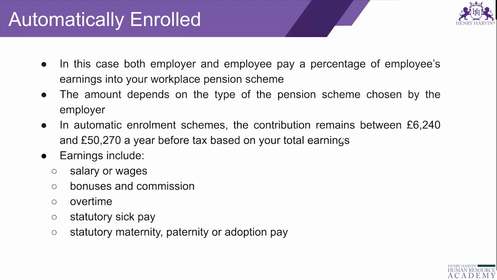What the employer does. Okay, in automatic enrollment scheme, the contribution remains between 6,240 pounds and 50,270 a year before tax, based on your total earnings. Okay, so this is the capping. This is the capping beyond which, above 50,270, it will not go. Okay, the contributions. So what happens? Why you'll see this big amount?